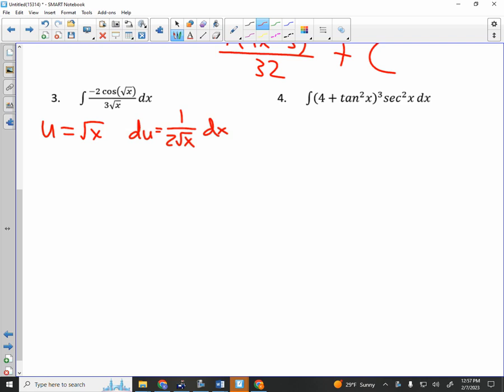Multiply by a negative 4. Negative 4 du is equal to negative 2 over the root of x dx. So that created a negative 2 on top. I'm almost there. Divide by 3 now on each side.